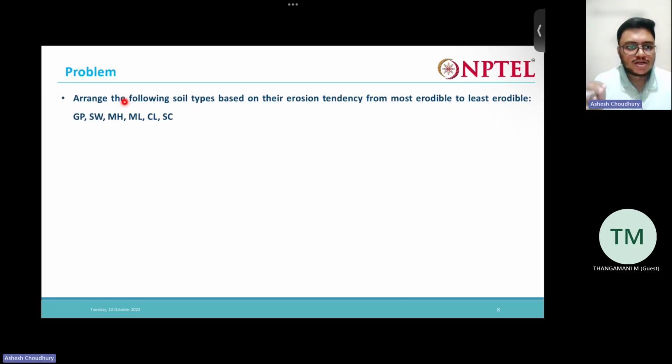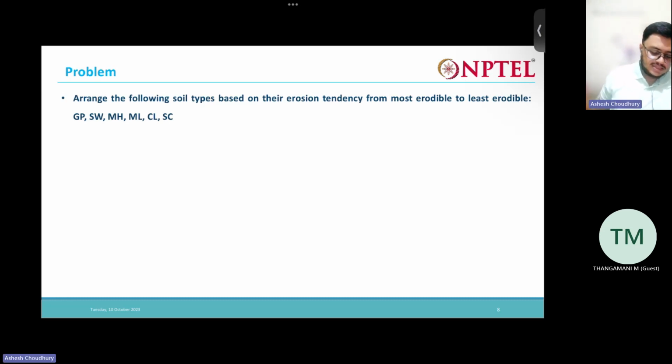So here, the first one is GP. What is GP? GP is poorly graded gravel, right? GP should have the least tendency to erode, because the sizes are big and gravels are heavy. Okay, GP should have the least. Then we have SW, MH, ML, CL, SC.